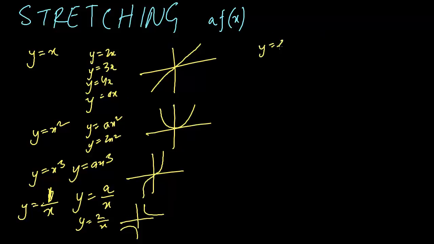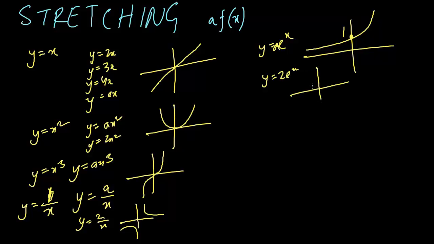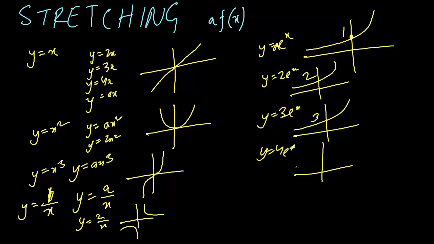Then y equals a times e to the power x. Now this is affected, because we know the picture cuts the y-axis at 1. If you multiply by a number, the stretching, it would be multiplied with 1. So y equals 2e to the power x means it would cut at 2. Just memorize this. y equals 3e to the power x would cut at 3. y equals 4e to the power x would cut at 4. That's how the stretching works.